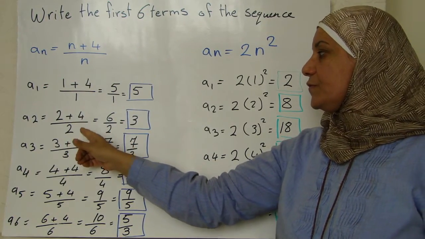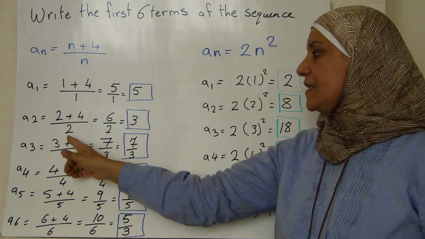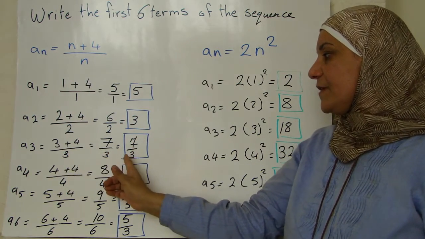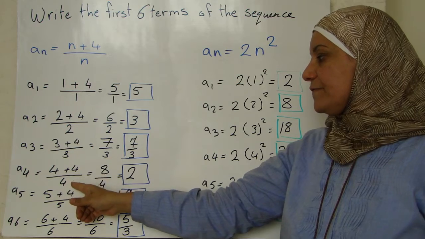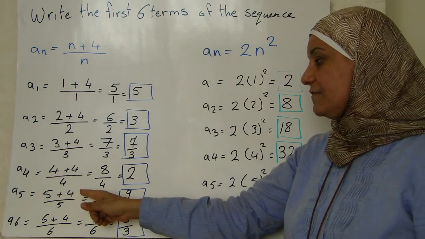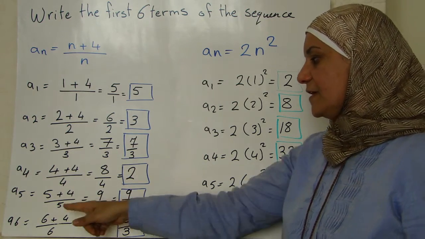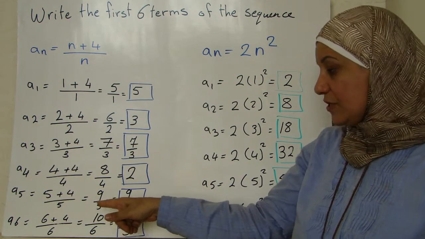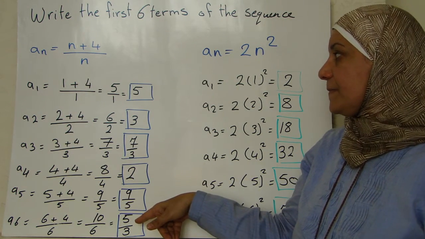2 plus 4 over 2, which is 3. 3 plus 4 over 3, which is 7 over 3. 4 plus 4 over 4, which is 2. 5 plus 4 over 5, which is 9 over 5. 6 plus 4 over 6, which is 5 over 3.